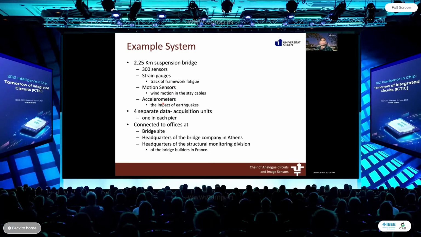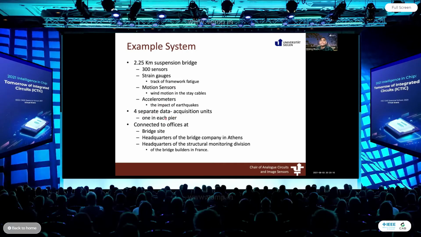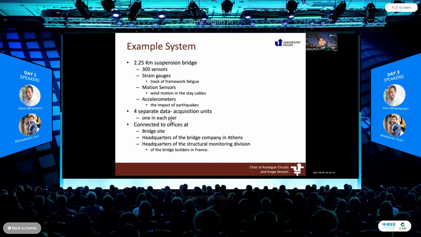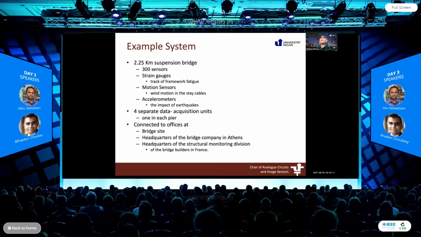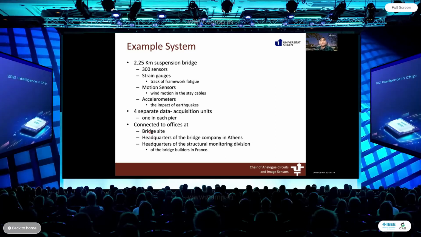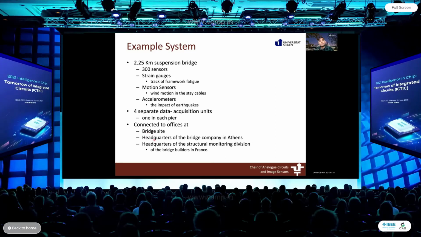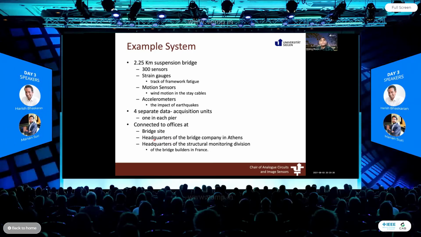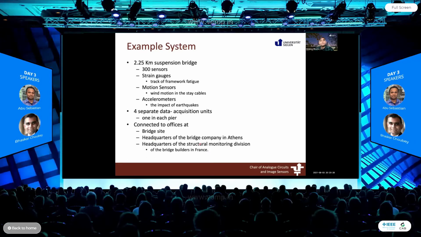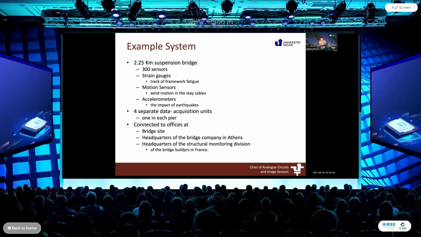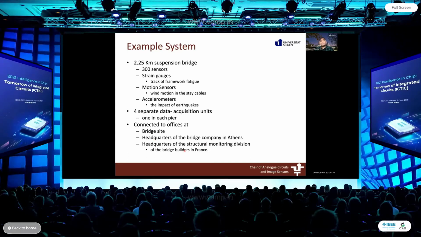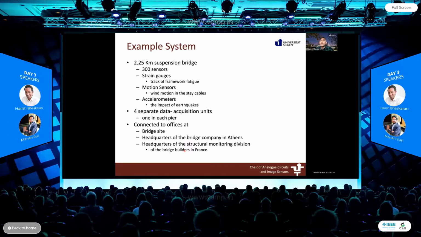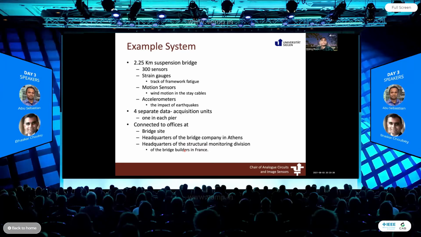And then what do we do? We have a data acquisition unit, one in each pier of the bridge, which then sends the data to the bridge site. So we have a local data processing service. Data also goes to the headquarters of the bridge company in Athens, which is constantly monitoring whether the bridge is good or not. And then it is also going to the structural monitoring division of the bridge builders in Paris, in France. So in 3 places data is being collected, transferred, and then processed. A huge amount of data bandwidth is being wasted with these sensors.